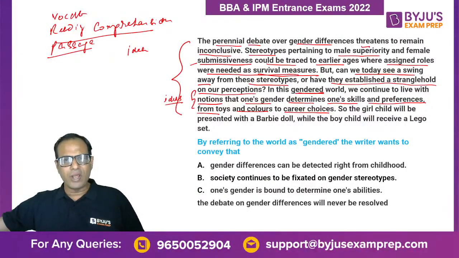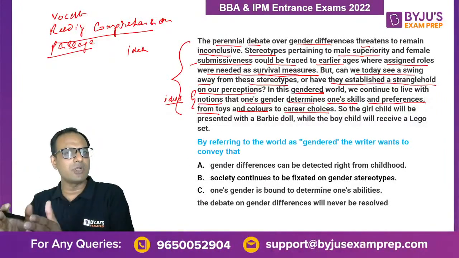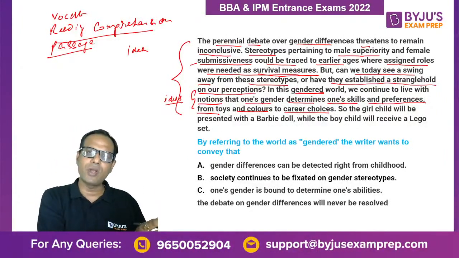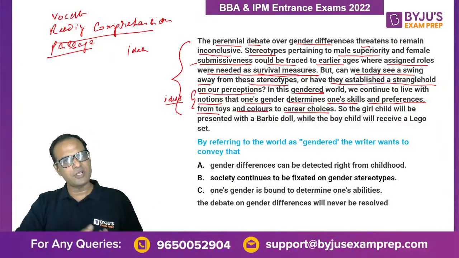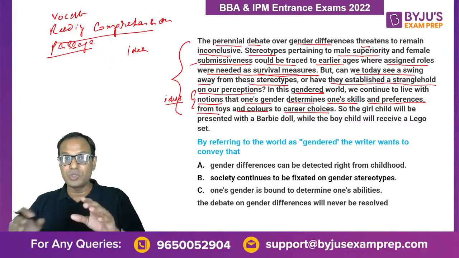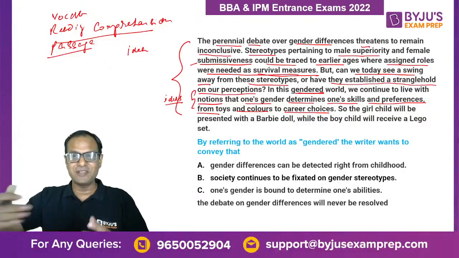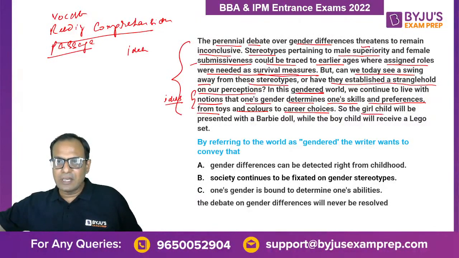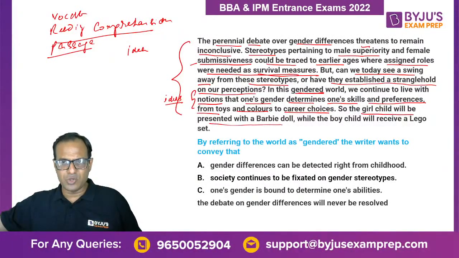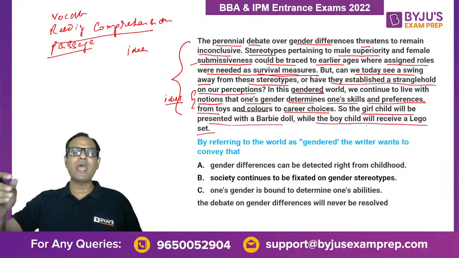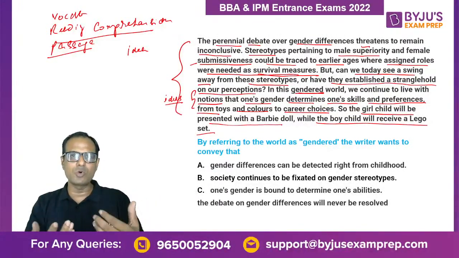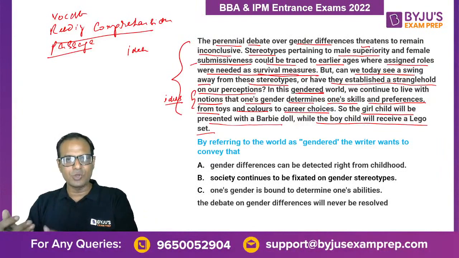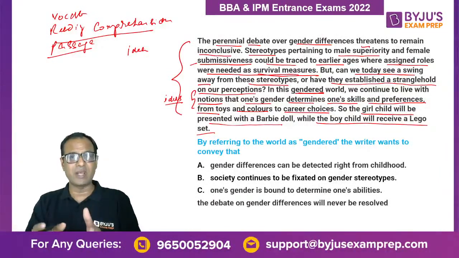Okay, all right. So from the toys, we have different toys for girls and different toys for boys. I know that if it is a boy, we'll talk about the PlayStation. If it is a girl, we'll talk about a Barbie doll. So this is stereotypical thinking, isn't it? The girl child will be presented with a Barbie doll, while a boy child will receive a Lego set. So even we have demarcated which toy would go to the girls and which would go to the boys. That's how this paragraph ends.